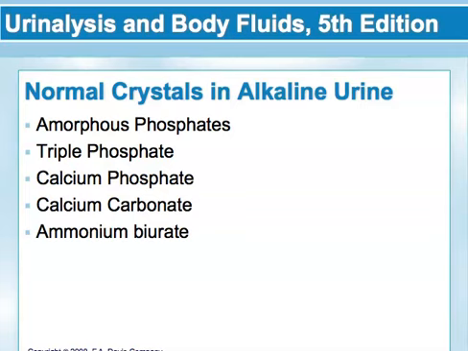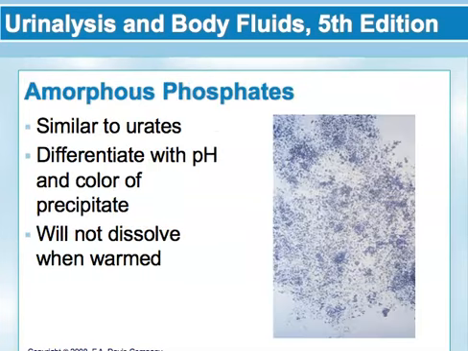Okay, the next group of crystals that we're going to talk about are the normal crystals in alkaline urine. So in alkaline urine, phosphates make up the majority of the crystals seen, including your amorphous phosphates, triple phosphate, and calcium phosphate. Other normal crystals that can be found in alkaline urine include the calcium carbonate and ammonium biurate. The amorphous phosphates are similar to the urates in that they are granular and often appear in clumps, though the phosphates will cause a white precipitant in a refrigerated specimen instead of a pink, and phosphates will not dissolve when warmed.